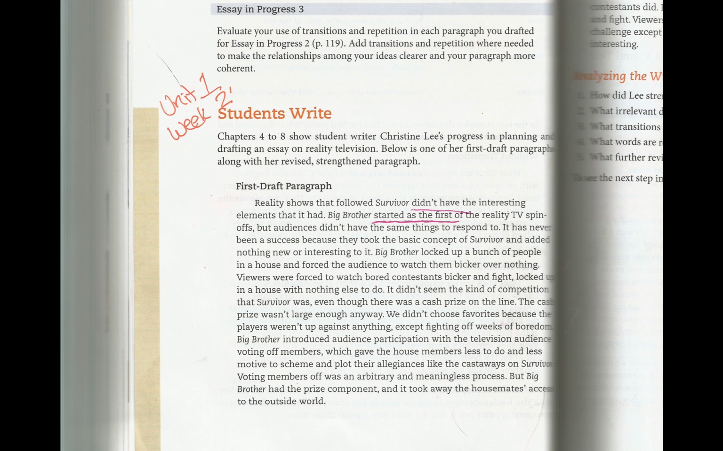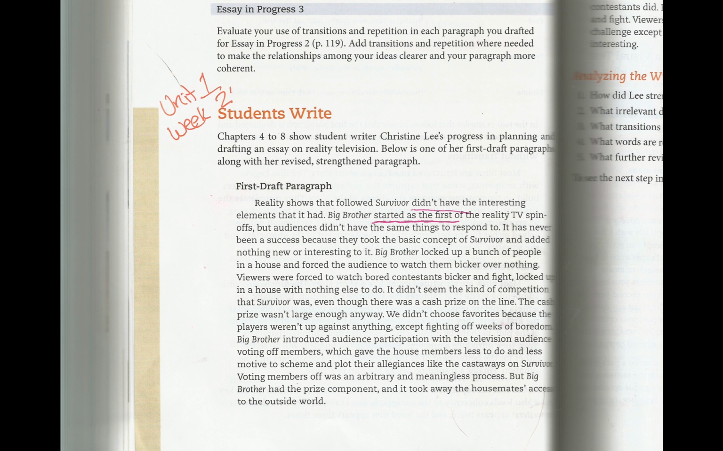Survivor had a cash, so now she's jumped back to Survivor. Survivor had a cash prize. But the cash prize wasn't large enough. Well, whose cash prize? Survivor's or Big Brother's? Which one wasn't large enough? I'm a little confused. We didn't choose favorites. Does she mean the audience? Who does she mean? Because the players weren't up against anything except fighting off weekends of boredom. I assume she's talking about Big Brother, but I'm not sure because she keeps switching back and forth, right?